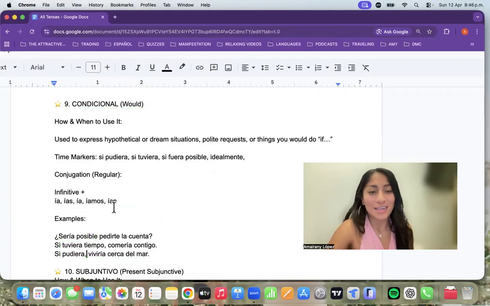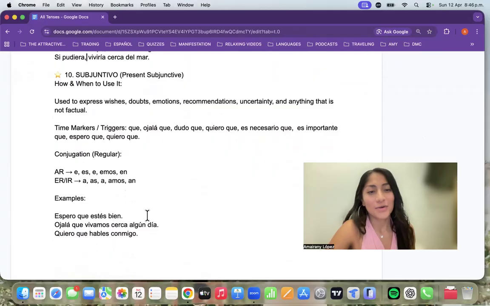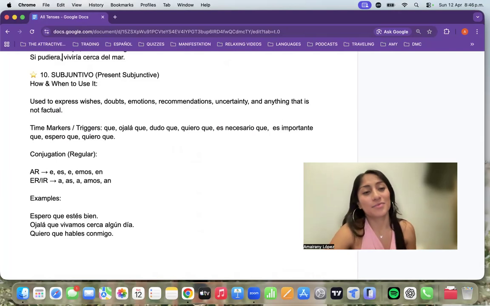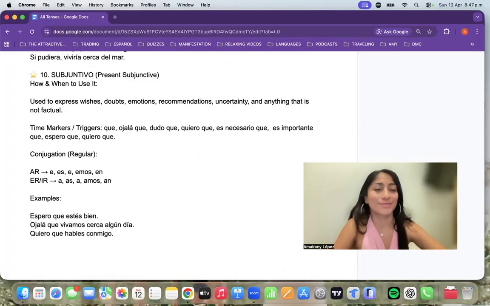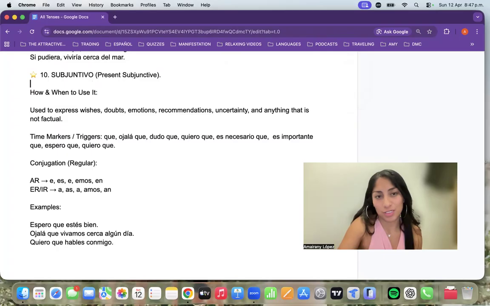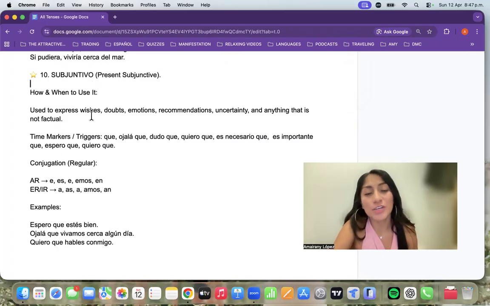Okay, and now let's go with the very last one, the subjuntivo that doesn't even exist in English. And it just becomes such a challenge for all of those that only speak English because it's a whole new concept. When and how to use it. Okay, so something that you're gonna use the subjuntivo for is to express a wish, a doubt, an emotion, a recommendation, uncertainty, and anything that is not factual.